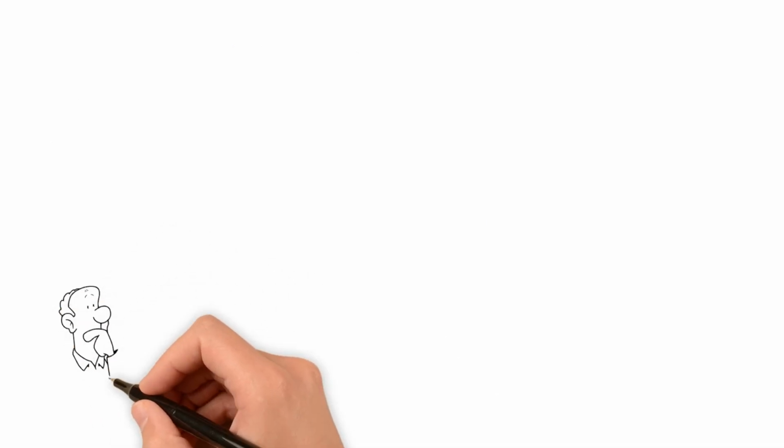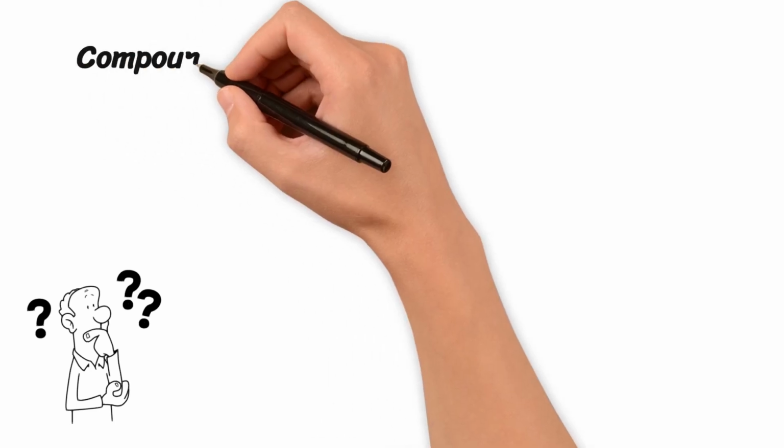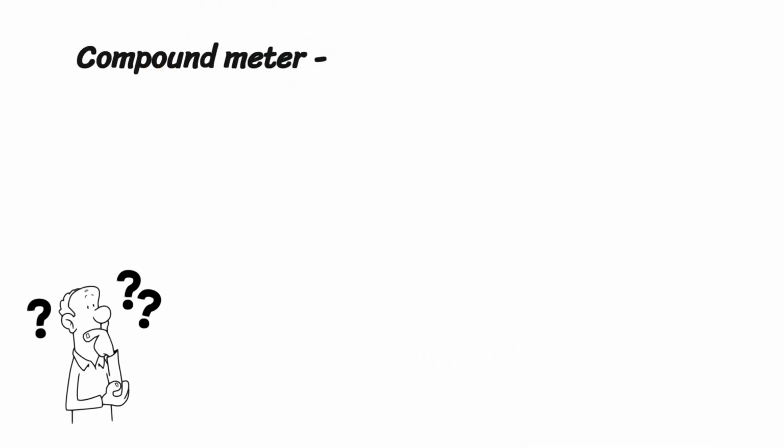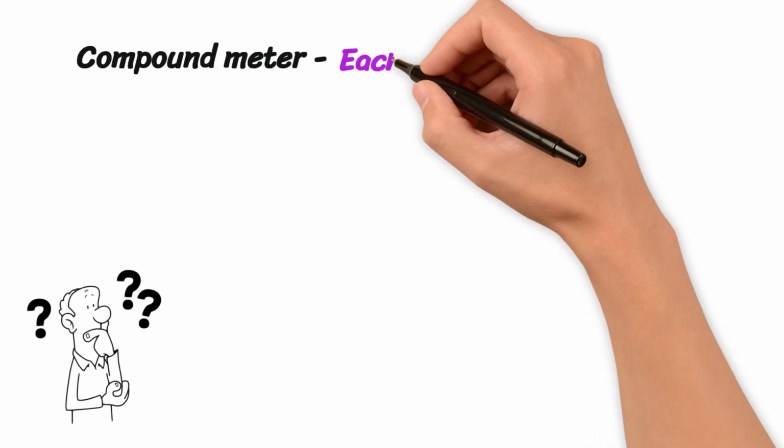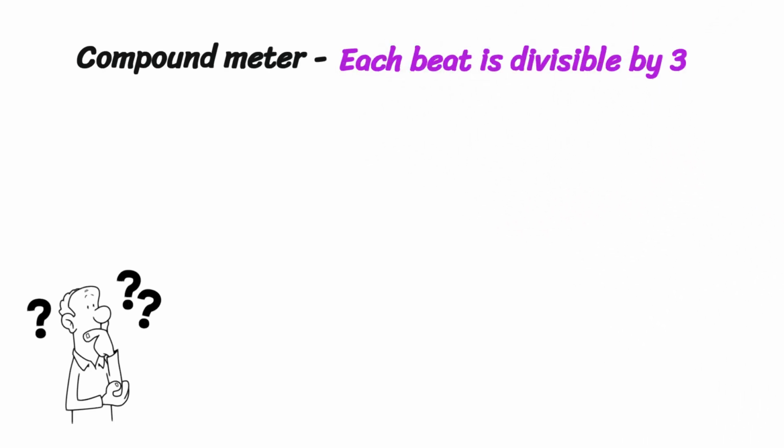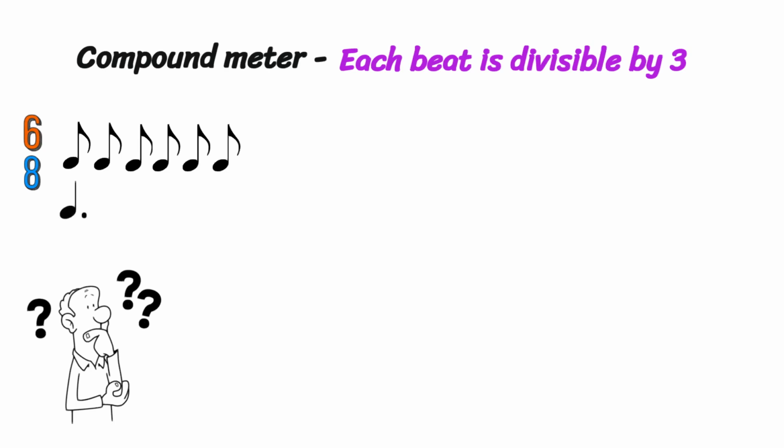You may be wondering, if there are simple meters, are there more complex ones? In fact, there is another type of time signature called compound meter. In compound time, each beat is divided into 3 equal parts. In 6/8, there are 6 counts per measure. Each count is an eighth note. However, we group these eighth notes into 2 sets of 3, making each beat a dotted quarter note.